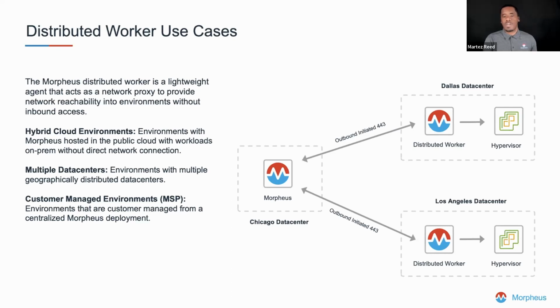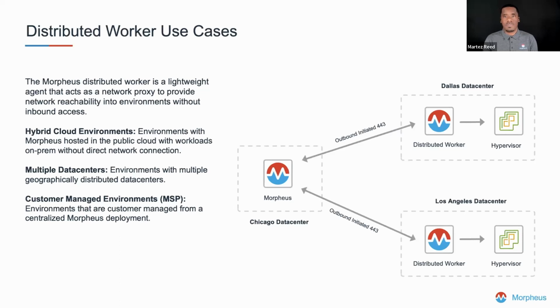This is particularly valuable in that it eliminates the need for a VPN connection specifically for Morpheus to facilitate that interaction. Certainly, there may be a VPN for various other reasons, but by leveraging the distributed worker, that no longer becomes necessary for that specific use case.